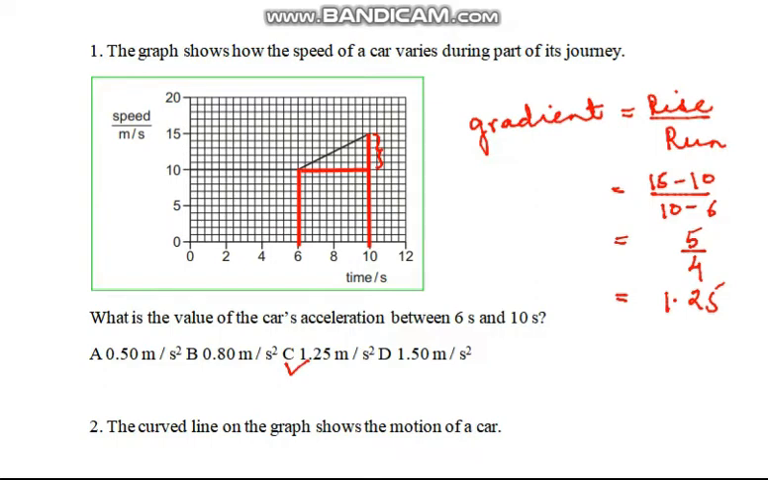So we need to keep in mind that the acceleration is given by the gradient, and for finding the gradient, we need to consider the triangle formed by that curve after we just drop down the perpendiculars.